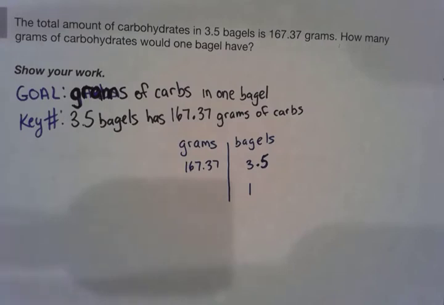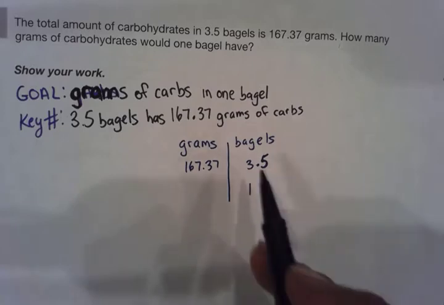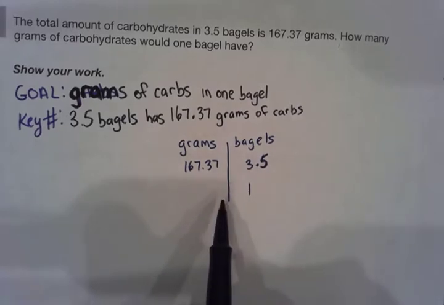Number three, the total amount of carbohydrates in 3.5 bagels is 167.37 grams. How many grams of carbohydrates would one bagel have? So the goal of this problem is to figure out how many grams of carbs are in one bagel, with the key numbers being 3.5 bagels has 167.37 grams of carbs. So I already created a ratio table right here.